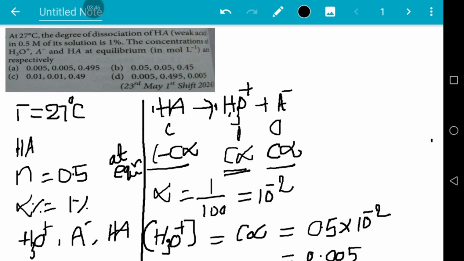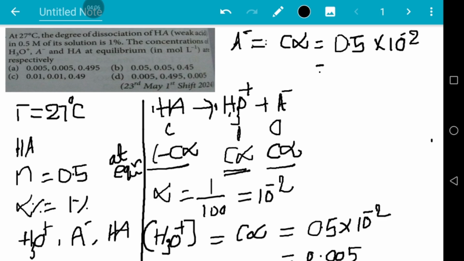Next, the A minus concentration they are asking is also C alpha, the same as the H3O plus concentration. C is 0.5 and alpha is 10 power minus 2, so the total value is 0.005. This is the A minus concentration.